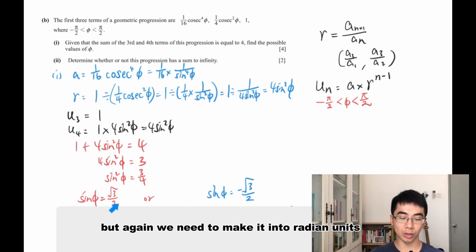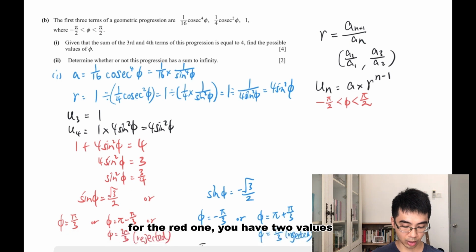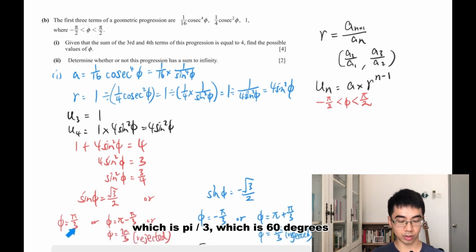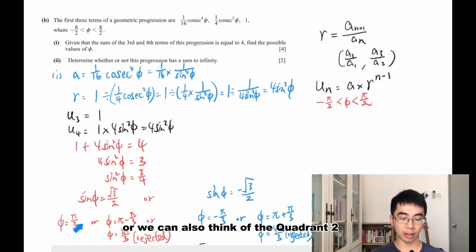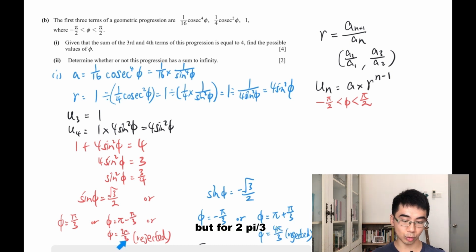But again, we need to make it into radian units. For the red one, you have two values, which is pi over 3, which is 60 degrees, or we can also think of quadrant 2, which is pi minus pi over 3, which is 2 pi over 3. But for 2 pi over 3, it is larger than pi over 2, so it is rejected.